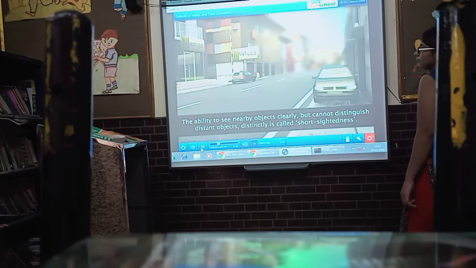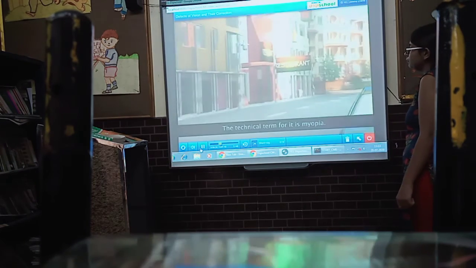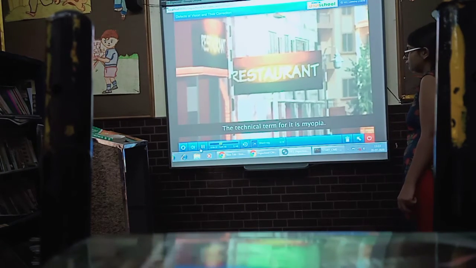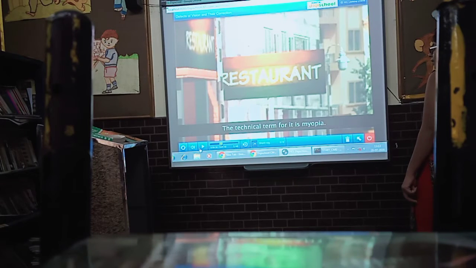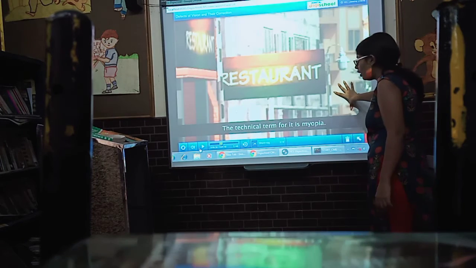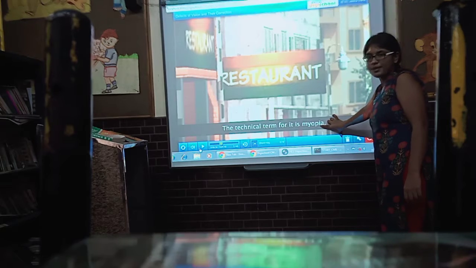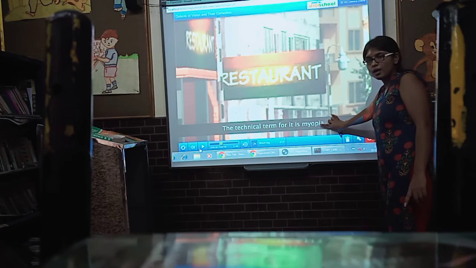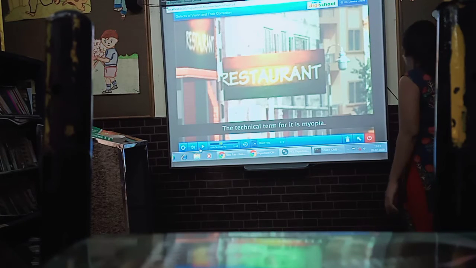The ability to see the near objects clearly but not the far objects is called short-sightedness. The technical term for it is myopia. And what is this defect called? This is called myopia. Is it clear to you? It is called myopia.